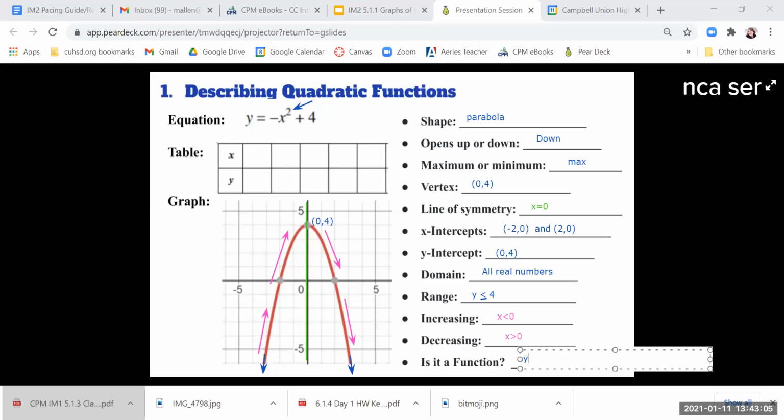And these are all functions. So the last thing to do is to fill in the table. And we want to make sure that we organize it really nicely. So I'm going to go ahead and put the vertex right in the middle, 0, 4. And then I need a few other points. So I'm going to go ahead and get my drawing tool here and find a few other points.